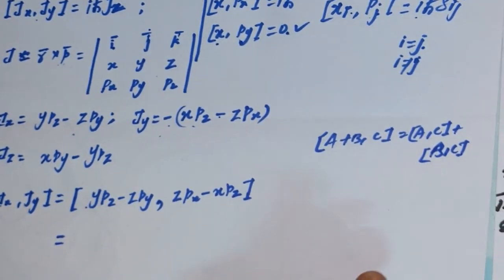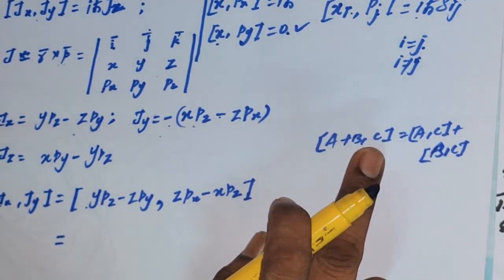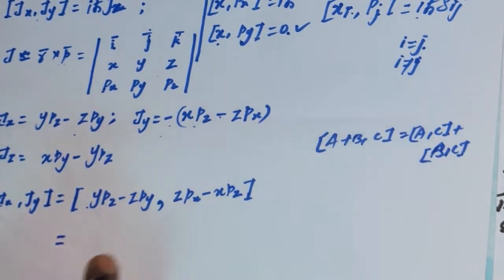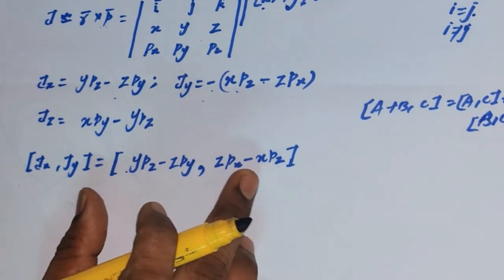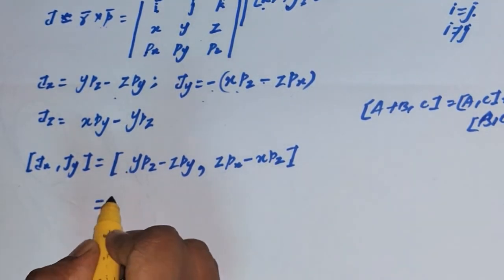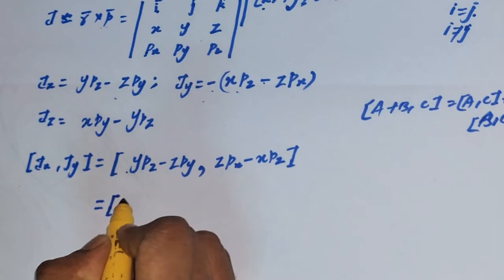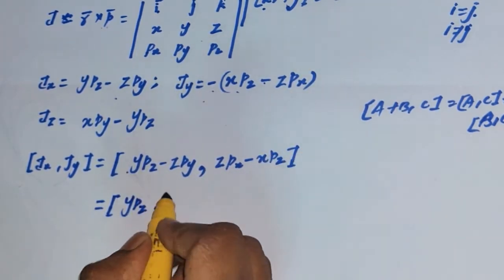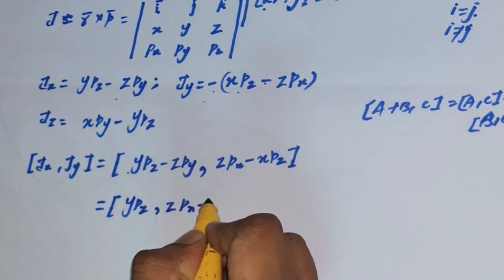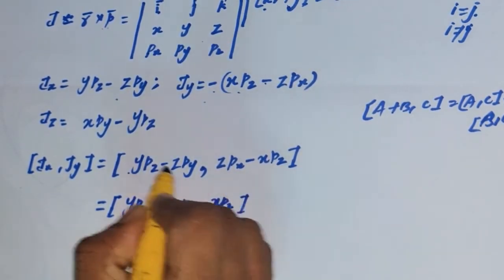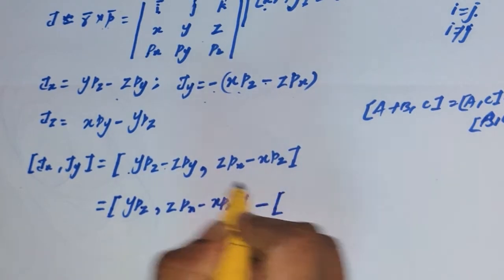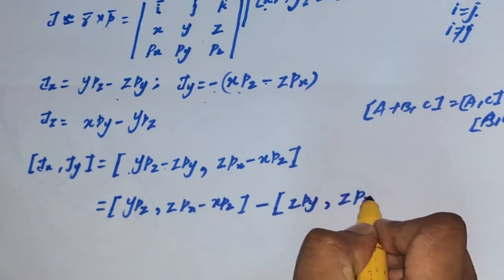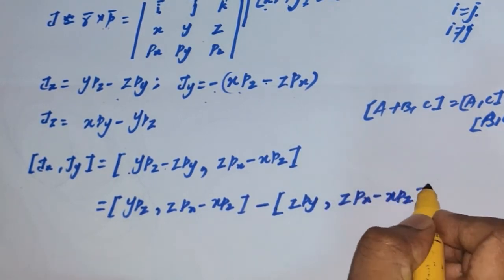So we are going to use this property of the commutation: [a + b, c] equals [a, c] + [b, c]. Here also, in a simple manner, we are going to write this commutation. What it would give: [y pz, z px − x pz], keeping it as it is, with a minus sign in the center, then [z py, z px − x pz].